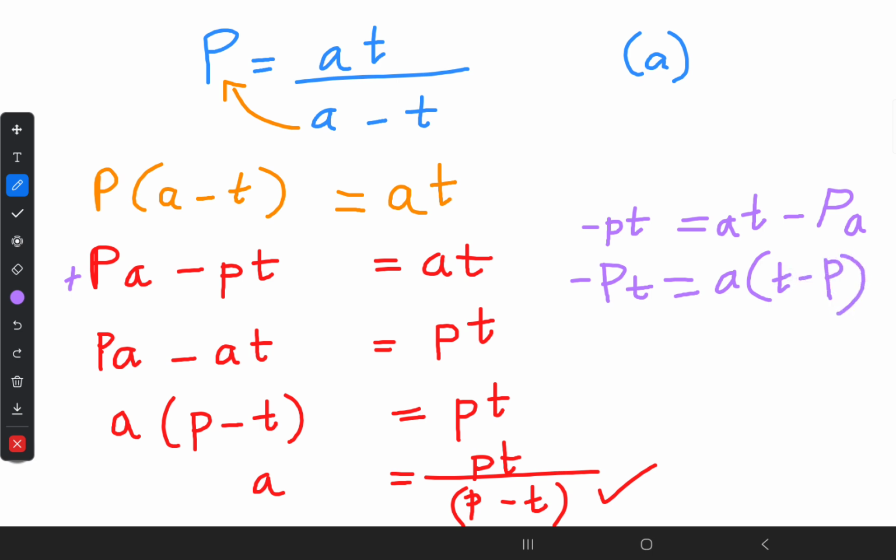So we need to make a the subject. So I'll keep the a itself. This multiplicand t minus p expression will become a dividend. Negative pt remains the same. It should be divided by t minus p. This is also a suitable answer. Both are suitable answers. pt upon p minus t is a suitable answer for a. If not, negative pt upon t minus p is also suitable.